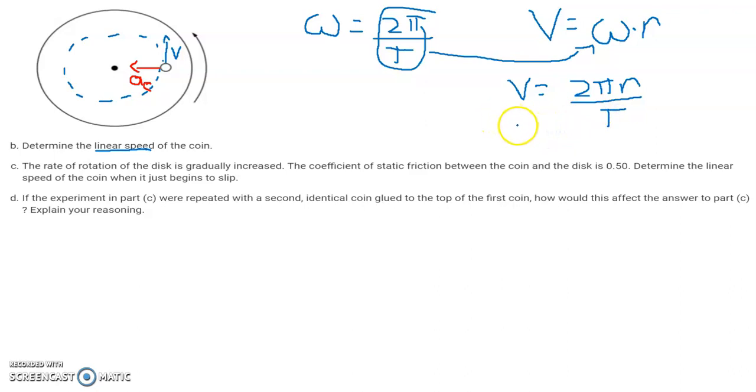Now let's plug in numbers and let's solve. This is 2 times pi times the radius, which was 0.14, all divided by the period, which was 1.5. And when we do this, I get about 0.59 meters per second.